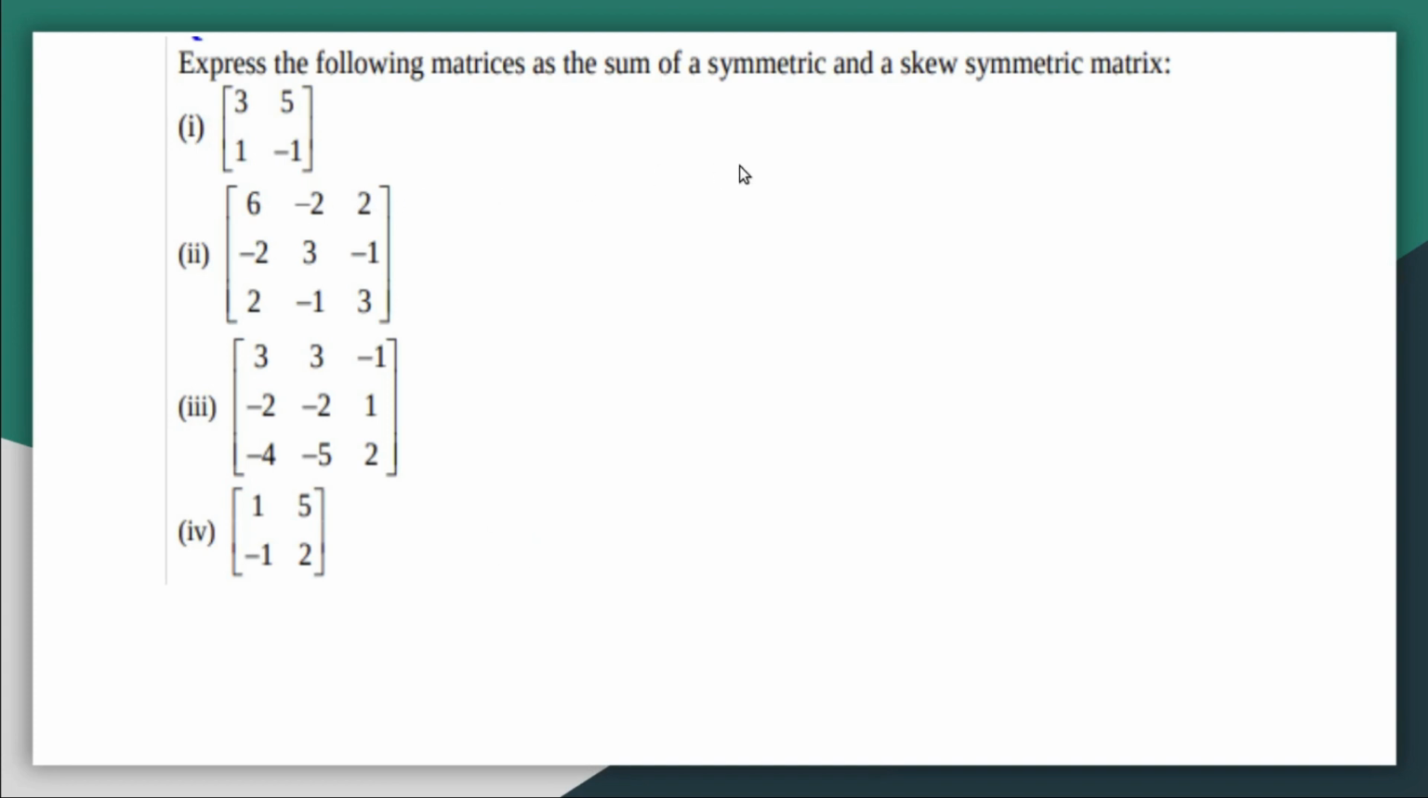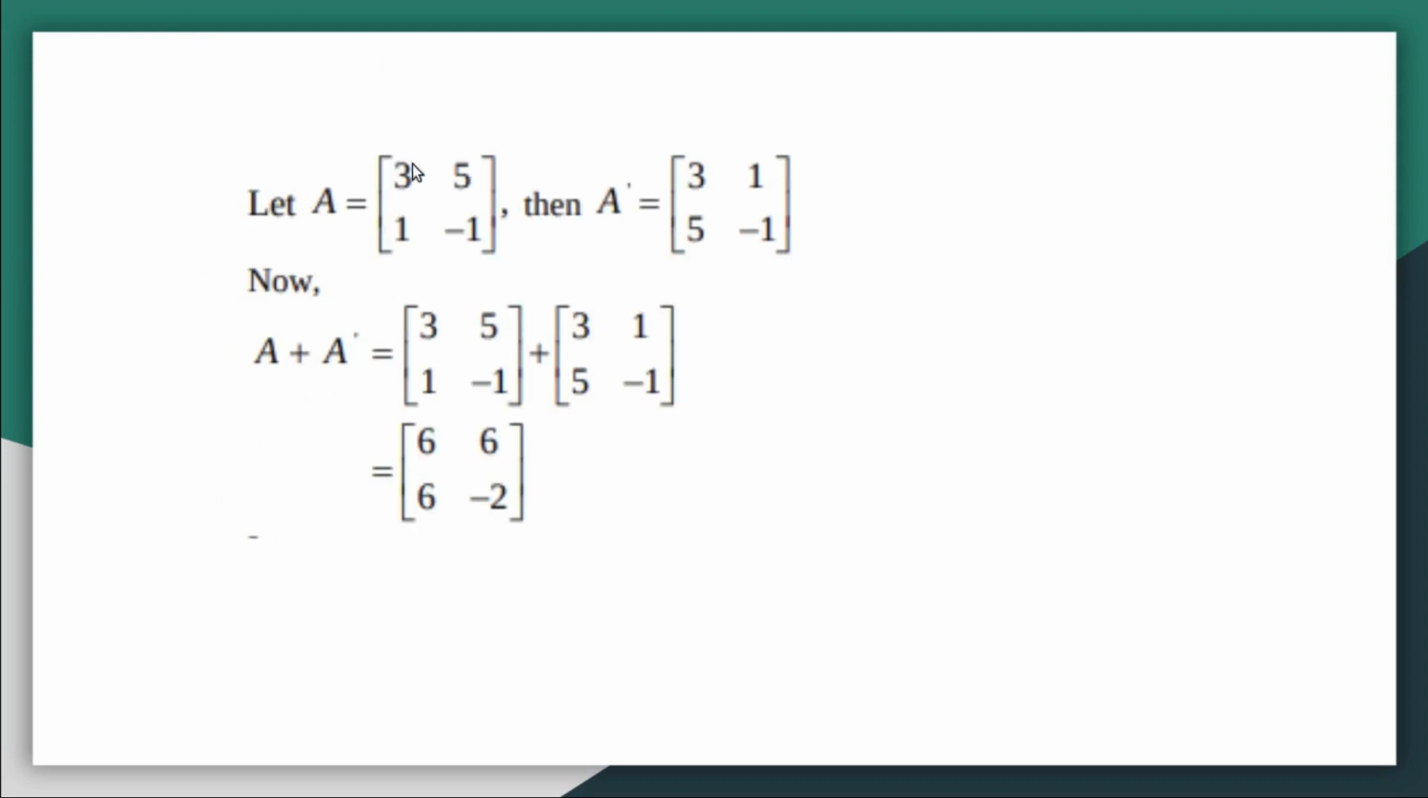Express the following matrices as sum of a symmetric matrix and a skew symmetric matrix. First one, matrix 3 5 1 minus 1. To express a matrix as sum of symmetric and skew symmetric matrix, first we have to find A transpose and we have to write A as half into (A plus A transpose) plus half into (A minus A transpose). A plus A transpose is a symmetric matrix, A minus A transpose is a skew symmetric matrix. So first we have to find A transpose.